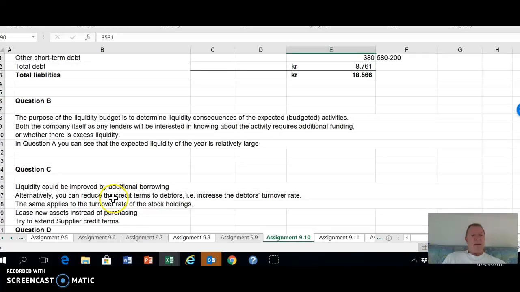Then how could we improve liquidity? We could take a new loan. We could try to reduce credit terms to our customers, or we could try to decrease stock. We could maybe try to lease the new machinery instead of buying. And maybe we could extend our credit terms to the suppliers.